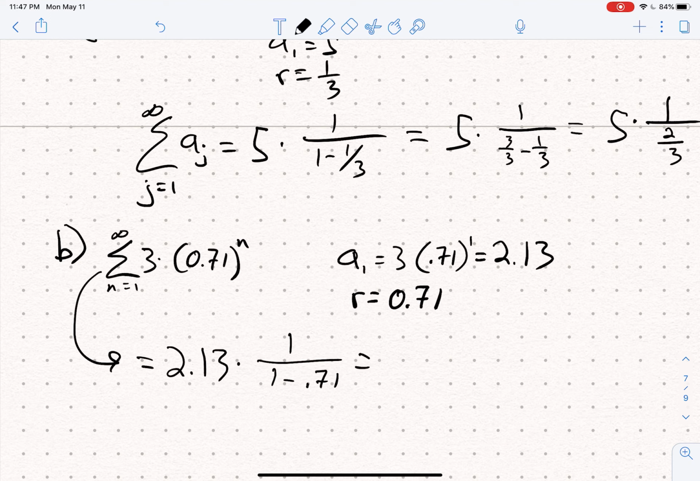It's 2.13 over 1 minus 0.71, which is 0.29. And I moved the 2.13, I multiplied it by the 1 and moved it to the top. And then we have two different ways that we can answer this. One of them is to convert it to a fraction by multiplying the top and bottom by 100. If we do that, we get 213 over 29.